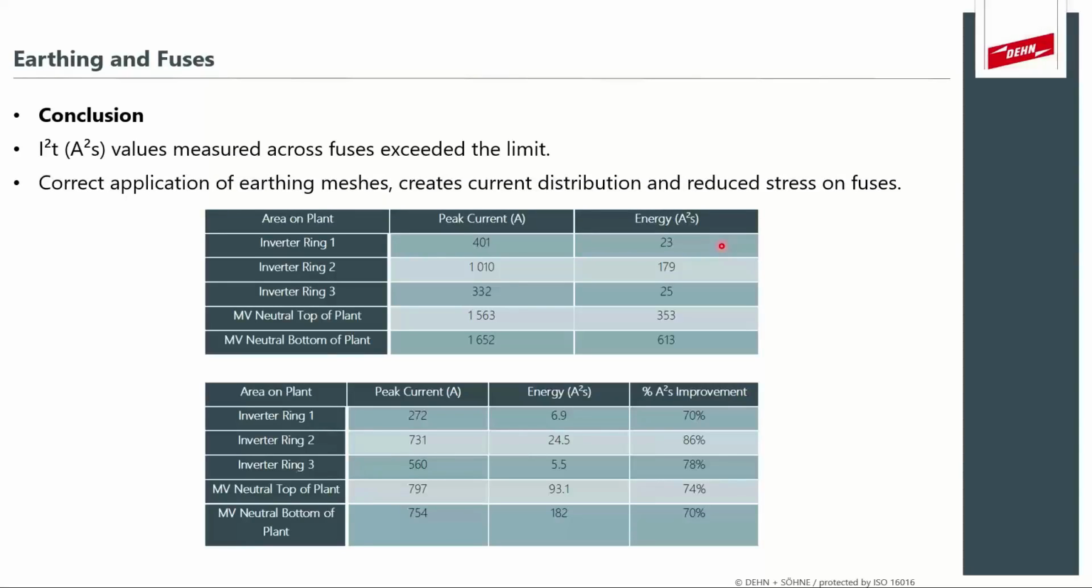The reason for this is poor grounding and poor grounding distribution. And that caused a lot of energy to flow to the grounding conductor around the inverter rings and the locations of where the fuses were installed. By implementing proper grounding, we then got the values down, as you can see at the bottom.